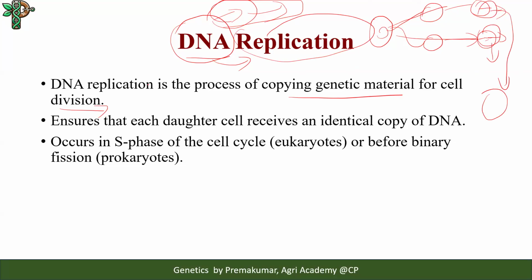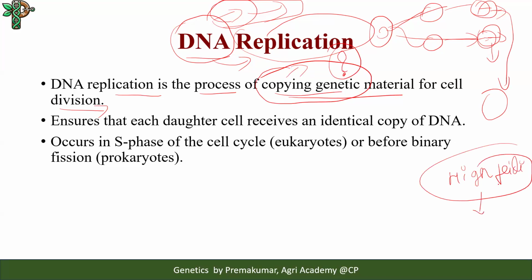By definition, DNA replication is the process of copying the genetic material. Just copying the genetic material. But in this class, we are going to discuss how exactly this mechanism happens, how exactly DNA replication happens, with high fidelity, very perfectly, without any mistakes. It is a very stringent procedure.